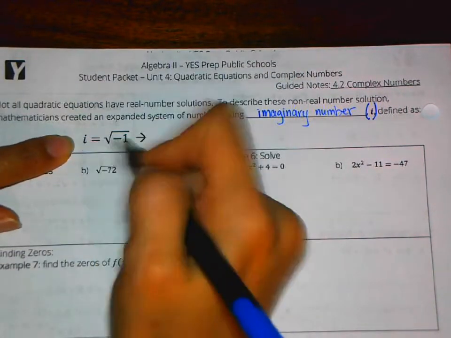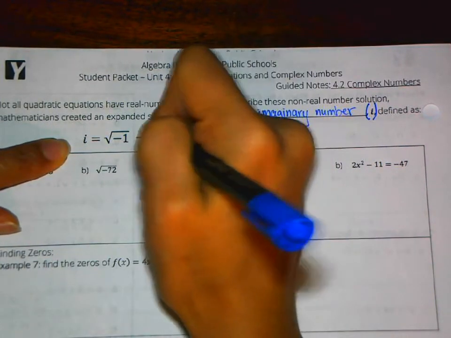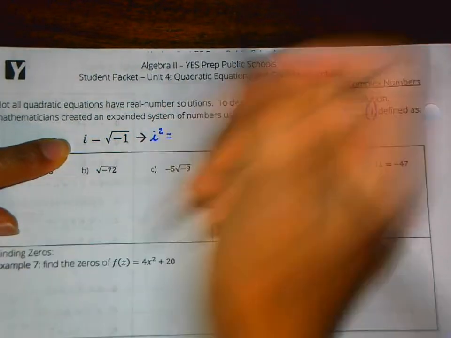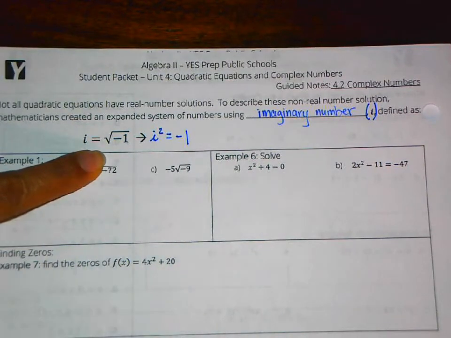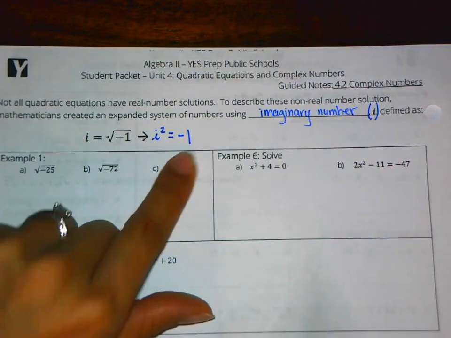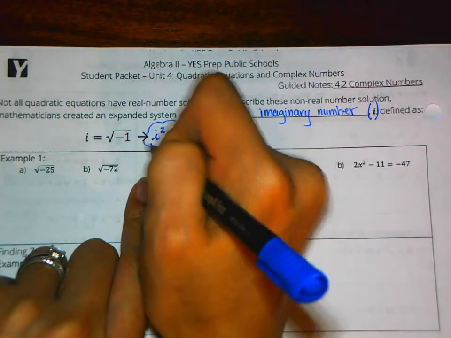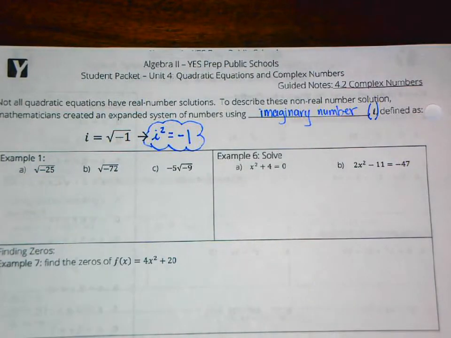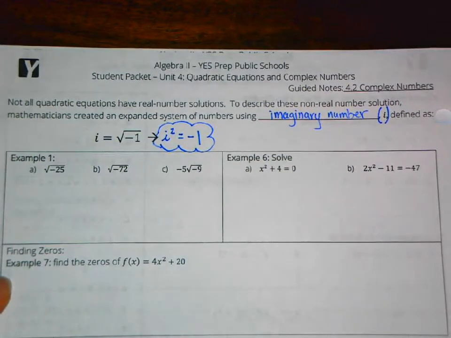And if you square both sides, you would have i squared equals just negative 1, because the square root of negative 1 times the square root of negative 1 is equal to just negative 1. And we're going to need to use this later on when we start multiplying imaginary numbers. But for today, we're just going to look at simplifying a square root of a negative number for now. So let's take a look at the first one.